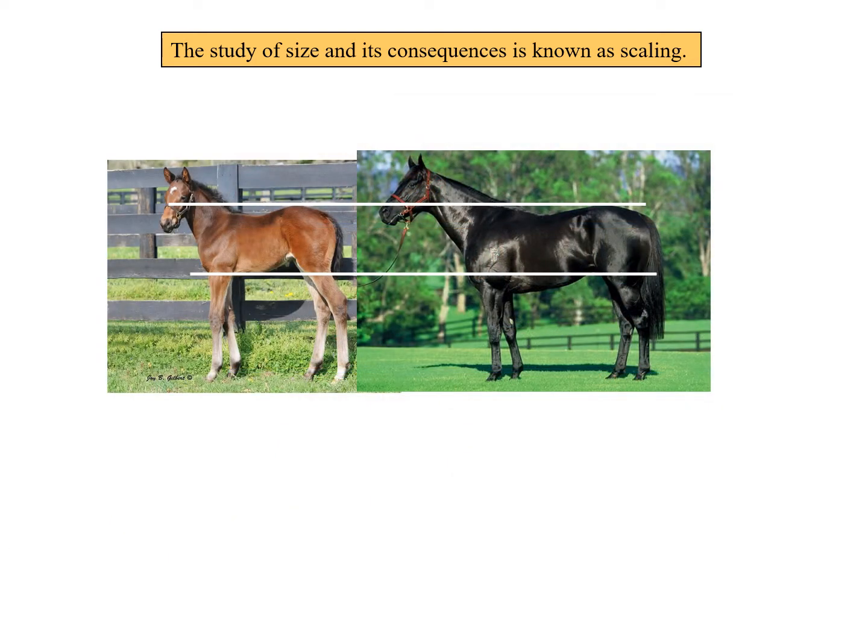So that's a size change with ontogeny. Here's another example. You've got a colt and an adult horse, and you can see the colt's legs are nearly as long as the legs of the adult horse. So that's the opposite of what we saw with the baby, right? The baby had really short legs and the adult really long legs.